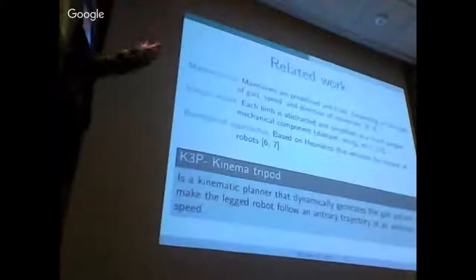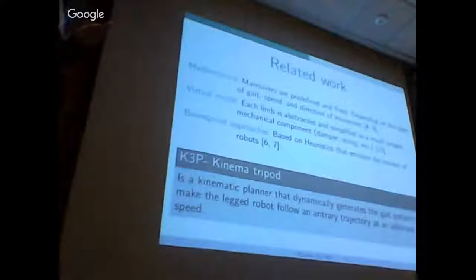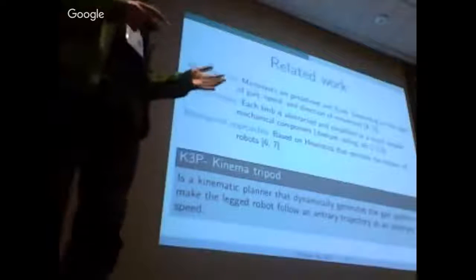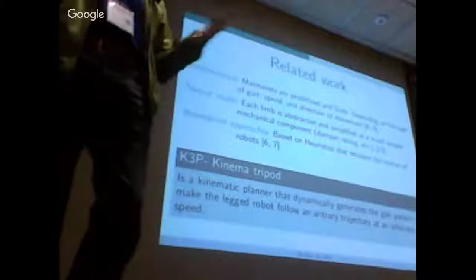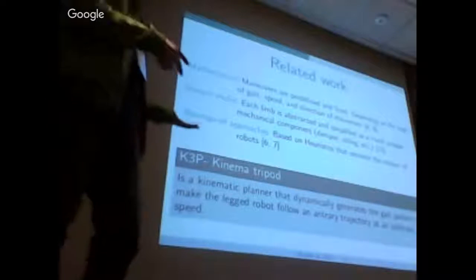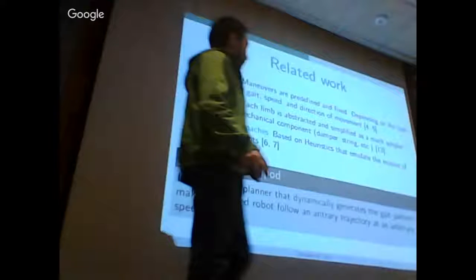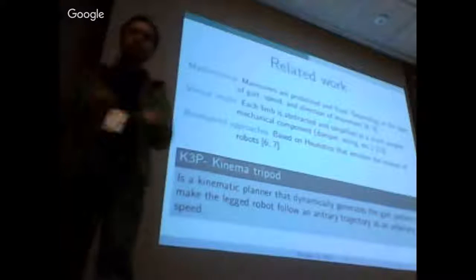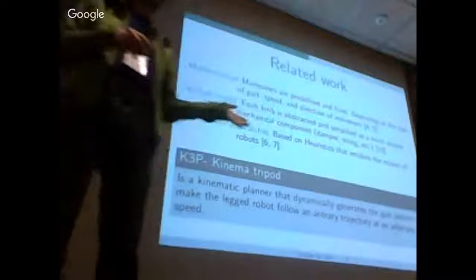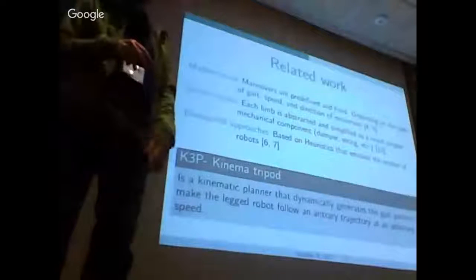that dynamically generates the gait pattern to make the robot follow an arbitrary trajectory at an arbitrary speed. That means that given a mission plan, as I described in the beginning, we can describe an arbitrary trajectory, and also make the robot walk over this trajectory at the velocity we want, always maintaining a static equilibrium.